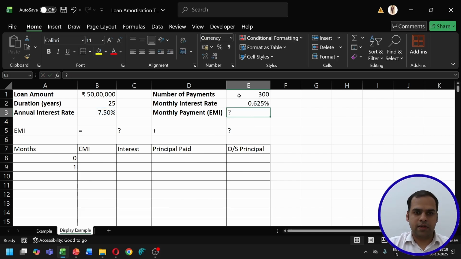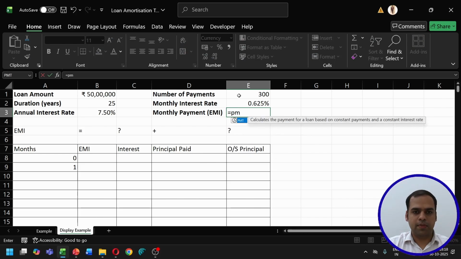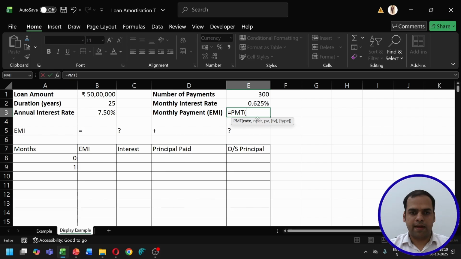And to calculate the monthly EMI, we will be using the PMT function, payment. It is asking for rate, NPER, present value, future value, and type. So rate will be our monthly rate of 0.625%, for the payments of 300 times, or the 300 payments we will be doing, and present value of the 50 lakh rupees home loan.